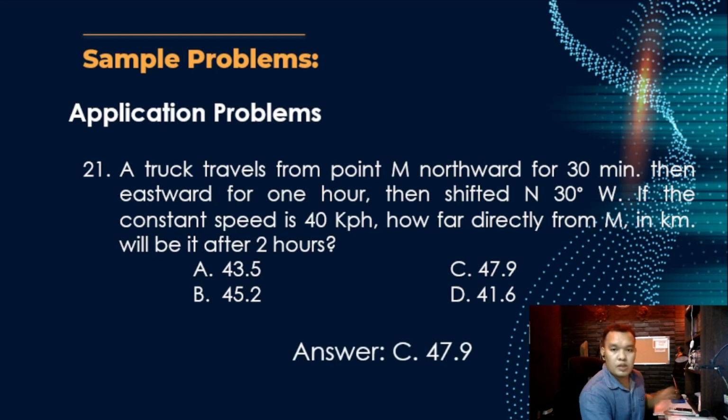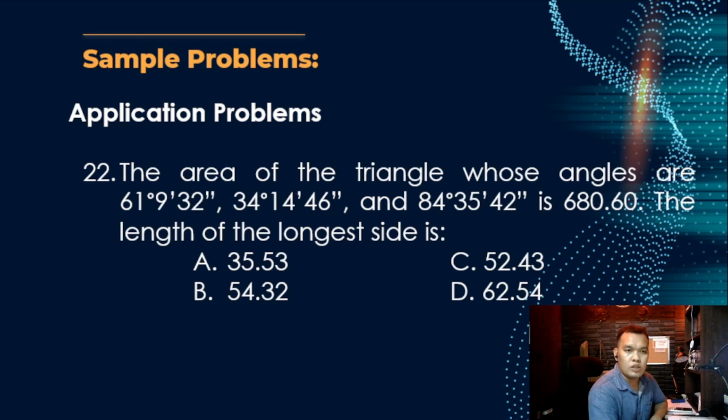Okay, problem number 22. The area of a triangle whose angles are 61 degrees 9 minutes and 32 seconds, 34 degrees 14 minutes and 46 seconds, and 84 degrees 35 minutes and 42 seconds is 680.60 square units. The length of the longest side is. Okay, so let's assume that angle A is equivalent to 61. Here.